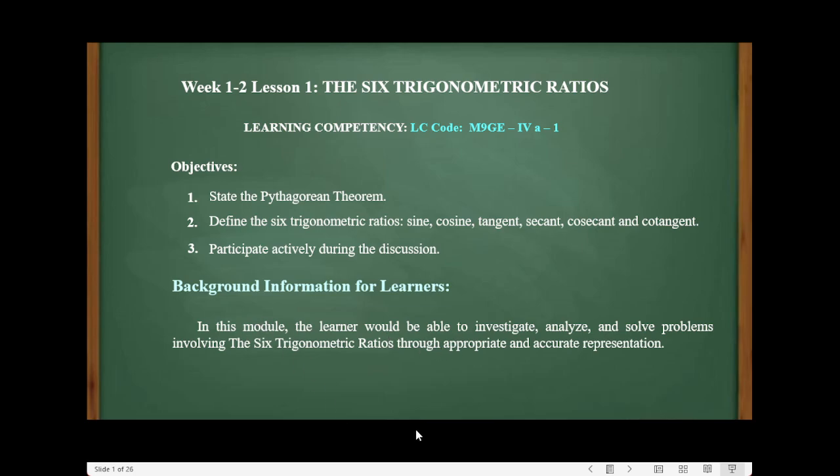So in this first slide of the presentation, we consider the same set of objectives, and in this module you will be able to investigate, analyze, and solve related problems involving these trigonometric ratios with appropriate and accurate representation.